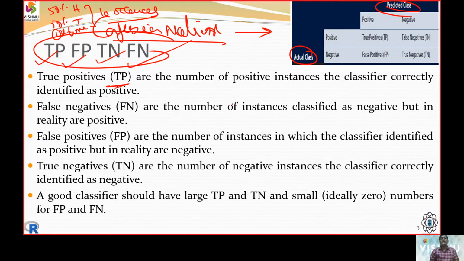True positive definition: it is going to tell the number of positive instances that the classifier correctly identifies as positive. In reality, it is positive and the classifier has done it correctly. Now we call that element true positive. In reality, I felt that these are the items which need to be classified correctly. The machine was trained and the machine gave me the same answers as in my mind.